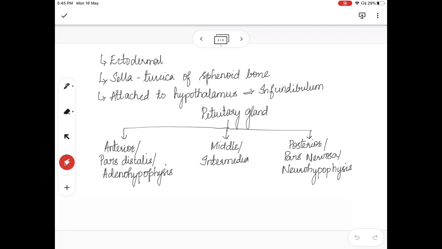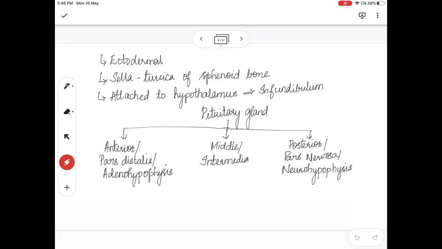Okay, so the first one is the anterior pituitary gland or anterior lobe, also known as pars distalis, also known as adenohypophysis. Similarly, there is another one that is called the middle pituitary. This is a part of our anterior pituitary gland, which is also called pars intermedia. Then coming to the third one is the posterior lobe, which is also called pars nervosa, also known as neurohypophysis. Now, adenohypophysis consists of the anterior lobe and also the middle lobe.